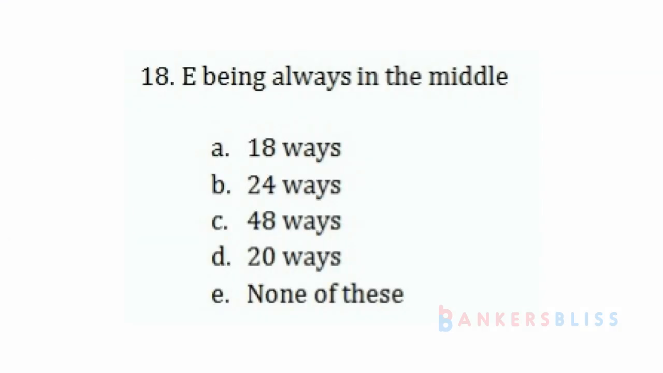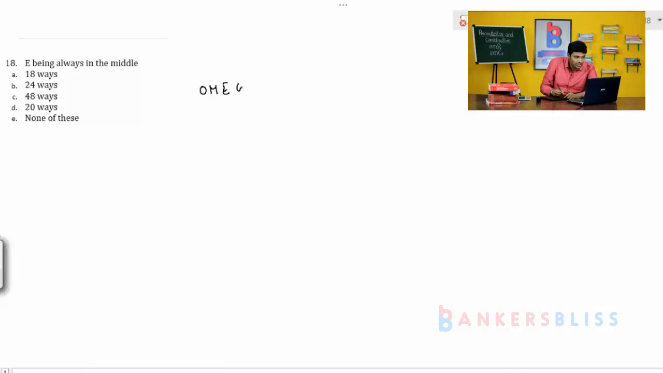Okay. E being always in the middle. See here, omega, O-M-E-G-A. So how many letters? 5. 1, 2, 3, 4, 5. E always in the middle means E's place is fixed. Then how many spaces are there? Here 2, here 2. So how many factorial? 4 factorial. 4 into 3 into 2 into 1. So 4 3s are 12 into 2, 24 ways.